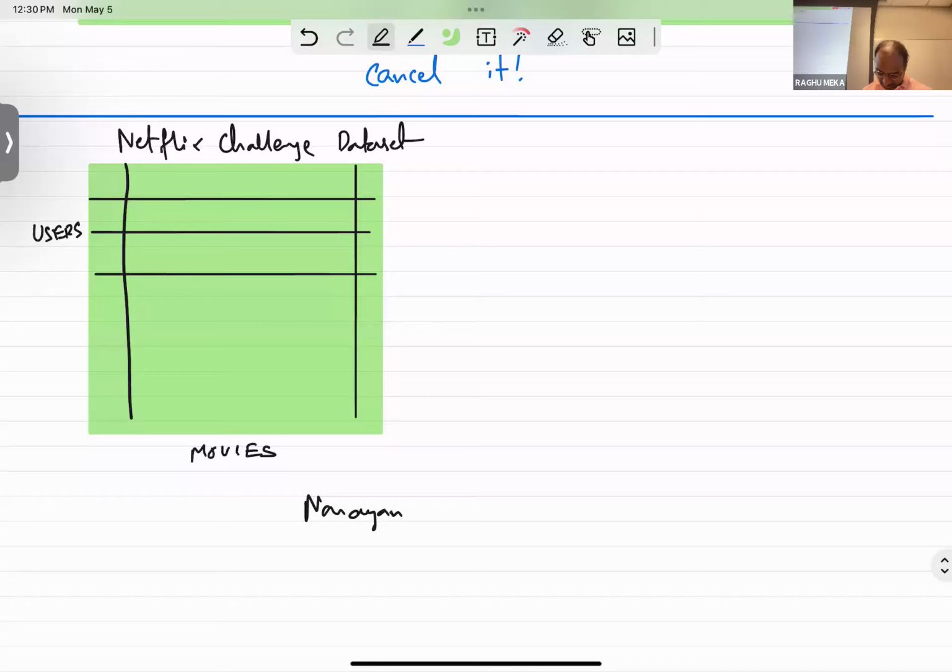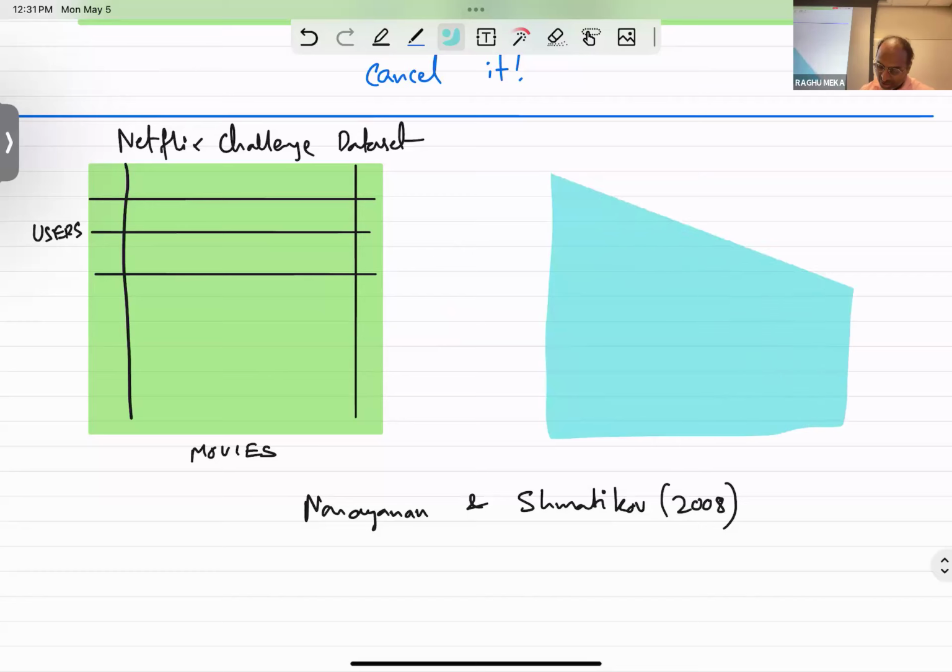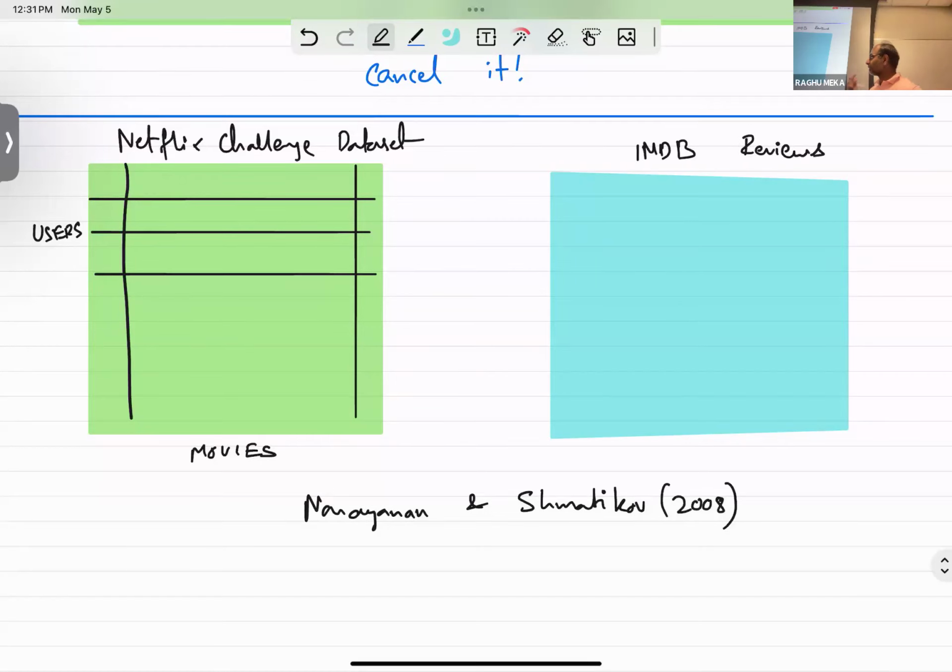But anyway, a couple of researchers, Arvind Narayanan and Vitaly Shmatikov, from UT Austin, ran what you suggested. Netflix is not the only data set that's available for users and movies. There's something publicly available, like IMDb ratings. So they said, let me download all of the IMDb data set, and you had the same thing, users and movies.